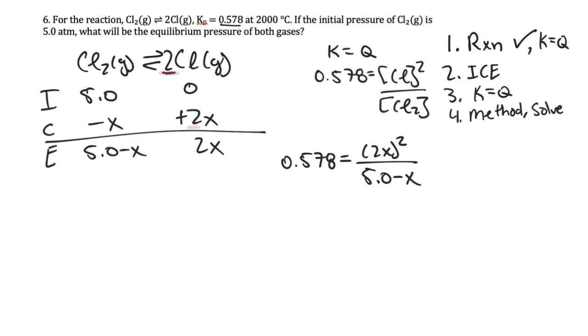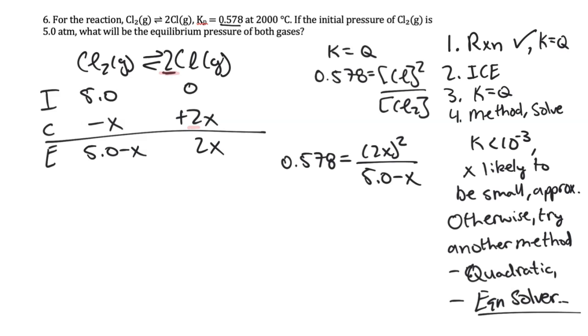Then we get to the real chemistry here, which is thinking about what method we want to use to solve this. Again, remember, we can only use our approximation if K is small. If K is really small, the approximation is usually going to work. In this case, K is moderately sized, close to 1, so it's hard to say. It's probably not going to be quite small for x. So we probably need to use one of our other methods, like the quadratic or equation solver. I'll show both of those here. First, I'll show the quadratic and then the equation solver method.